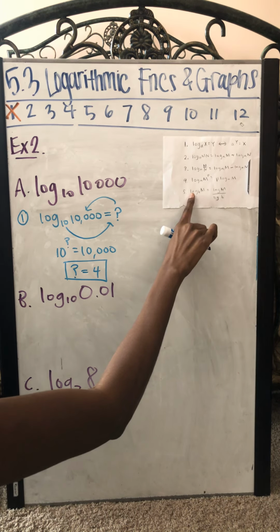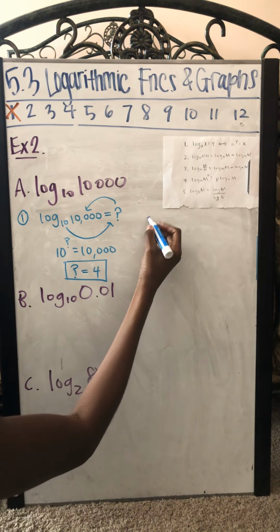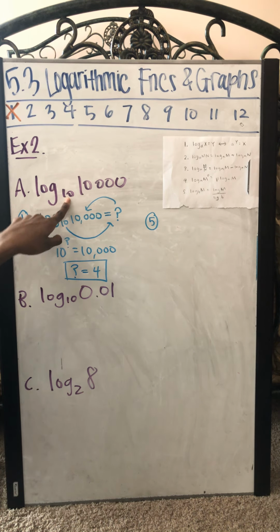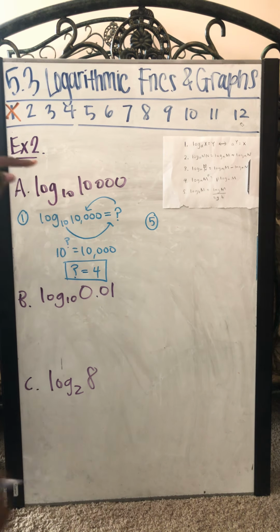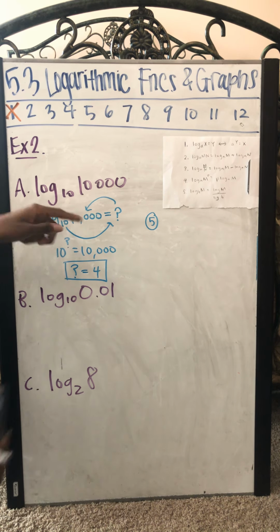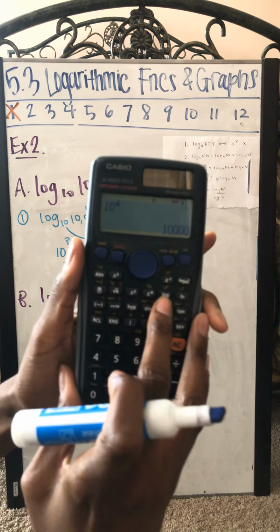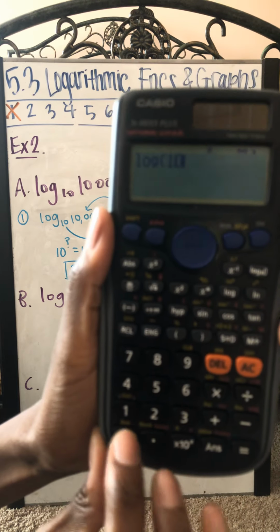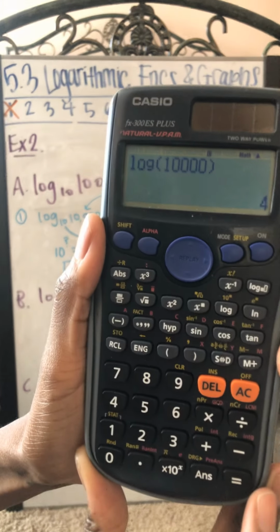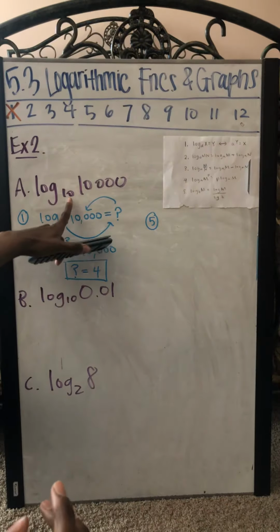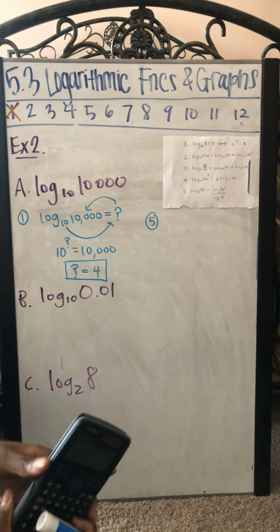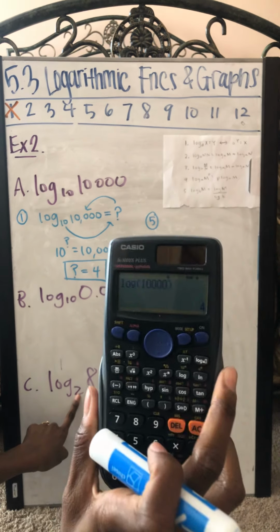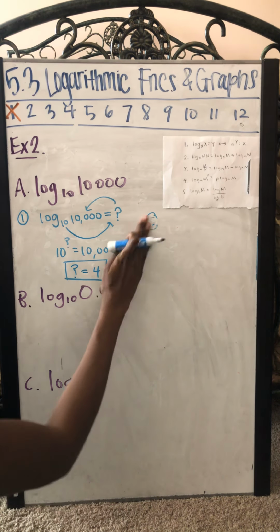Or we could use number 5, sorry. Number 5. We have base 10. Oh, or we could just use our calculator, right? Remember that on your calculator, if it just says log by itself, that's an automatic base 10. So you could have just hit log and typed in 10,000 to get the answer 4, okay? But let's just say that wasn't a base 10, then you could not do that. So for instance, you can use that for B, but you cannot use that for C because there's a 2 there, okay?